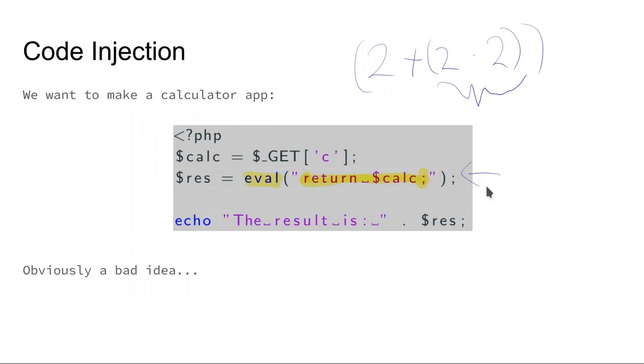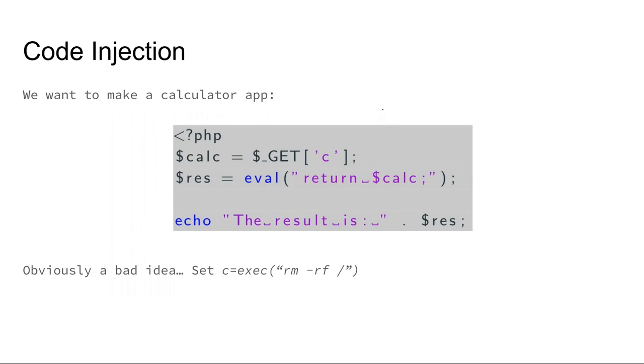So, one-line calculator app. Well, this is obviously a very bad idea because this variable here is user-controlled. So if the user, for example, chooses to submit something like this, which uses the exec function that we have seen before to execute arbitrary system commands, then the user has direct remote code execution. So this is obviously a bad idea, and hopefully nobody of you will ever use the eval function with user supplied input.